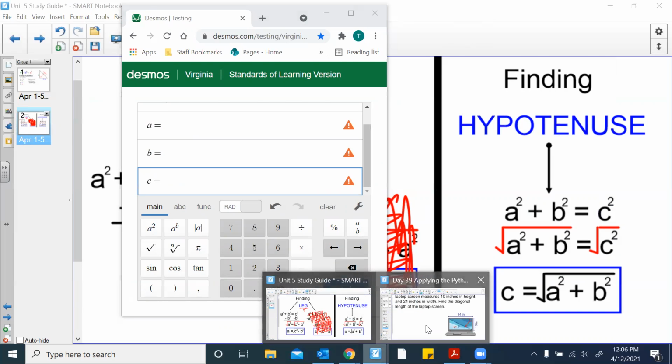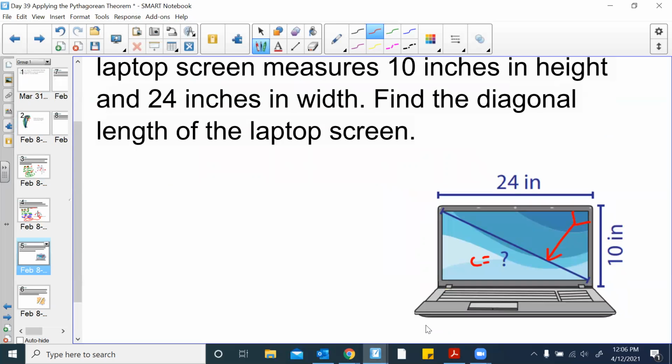So let's come back to our problem. We know we're looking for c. I'm going to make a my smallest. You don't have to. That's just something that I like to do. I figure the more structured it is, the less mistakes there are.